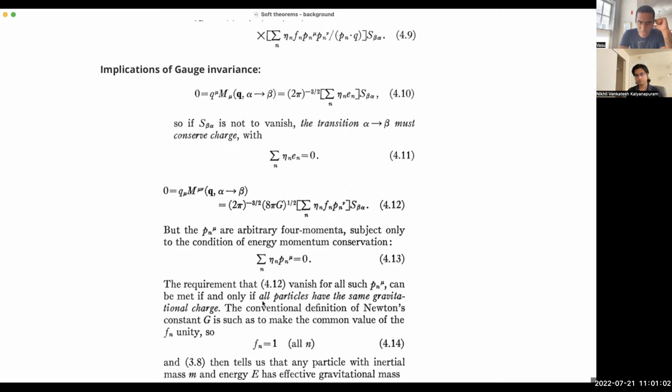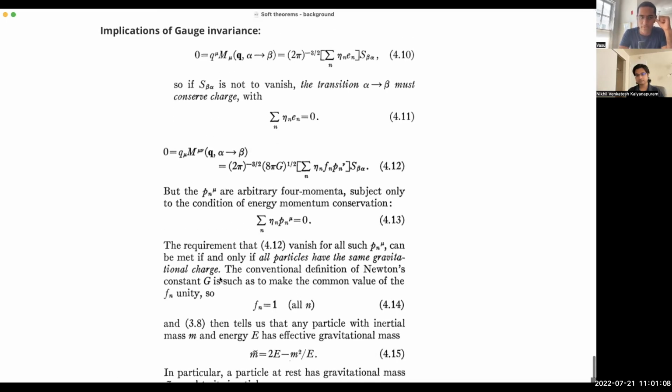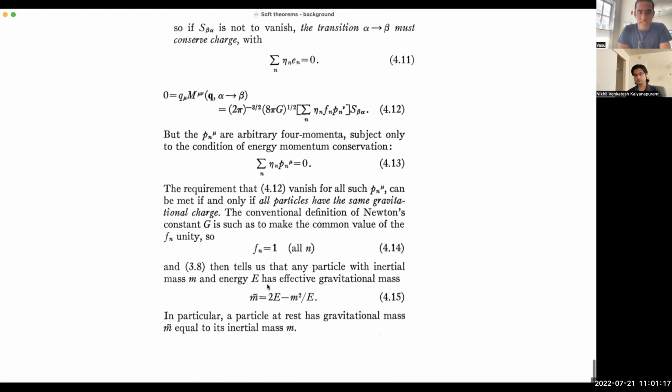So that must mean that all F sub n for any n is 1, right? Meaning that all particles have the same gravitational charge, which is the effective meaning of universal gravitational coupling. And then Weinberg takes some non-relativistic limits to relate this fact to what you would think of as inertial and gravitational mass, to show that the fact that for all n, F sub n is 1 means that inertial and gravitational mass have to be equal, which is another statement of the equivalence principle.